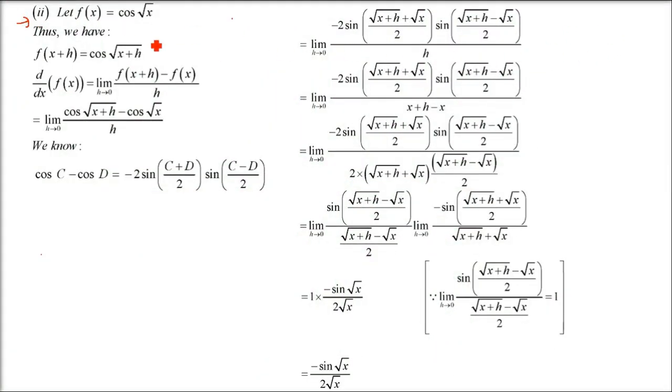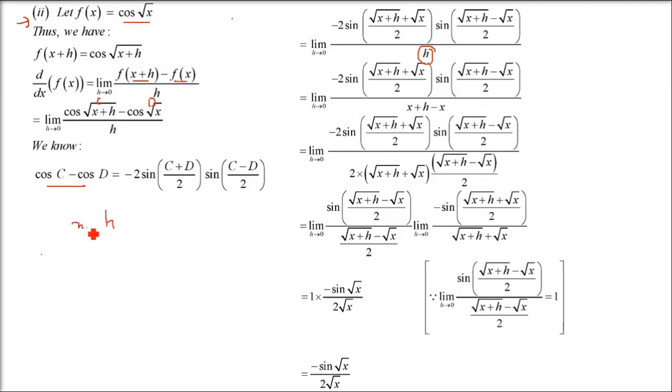So the other questions are also going to be done like this. So we have f(x) equals cos under root x. So f(x plus h) minus f(x) by h. So cos under root (x plus h) minus cos under root x by h. Cos c minus cos d. So cos c minus cos d is minus 2 sin (c plus d) by 2 sin (c minus d) by 2. So c is under root x plus h and d is under root x. Of course we have h here, and you know how to convert this h. So we have to add x and subtract x.